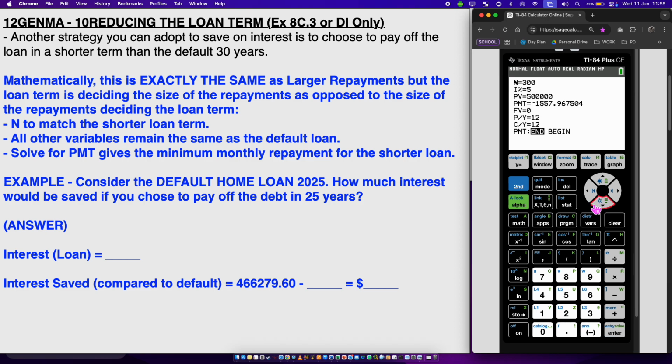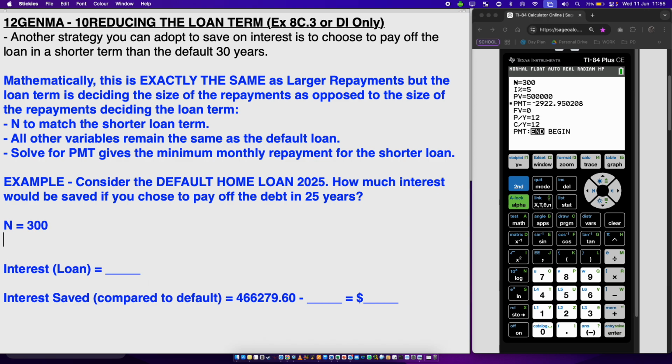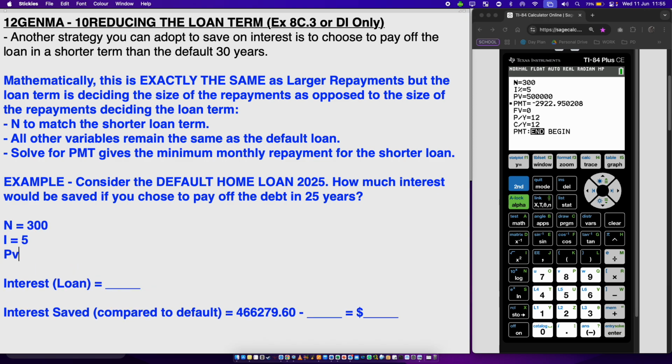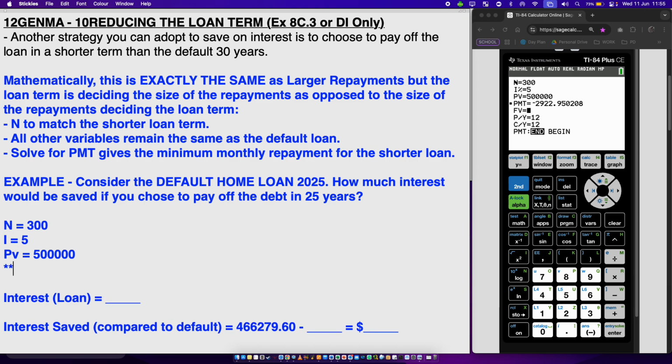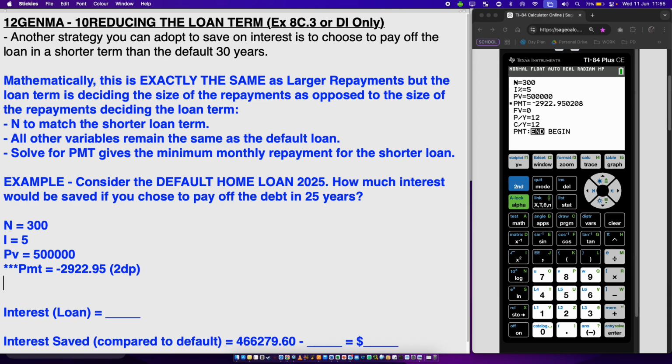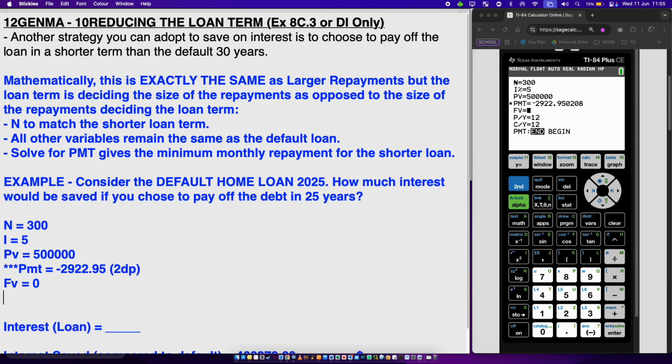So what's going to change here? My PMT is going to be larger to match that. So now N is now 300. I is the same as before. PV, same as before. The only difference is that I chose to say that I'm rich enough that I can afford to pay this off in 25 years. So that's $2,922.95, 2DP. I don't want to owe the bank anything at the end. PY is 12, CY is 12.